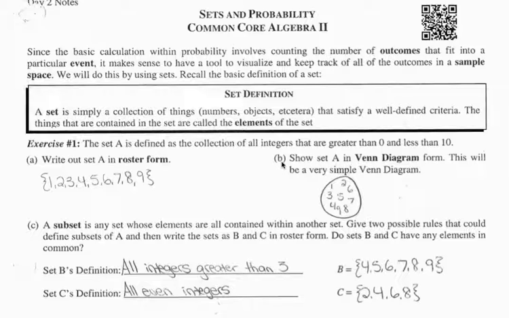So part B says to show set A in a Venn diagram. Venn diagrams are just our circles and rectangles and show the relationships between different sets. And in this case, it will be a very simple Venn diagram because all of the elements are contained in one circle: 1, 2, 3, 4, 5, 6, 7, 8, 9.